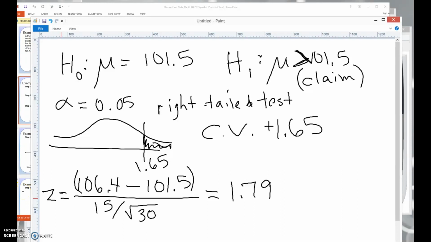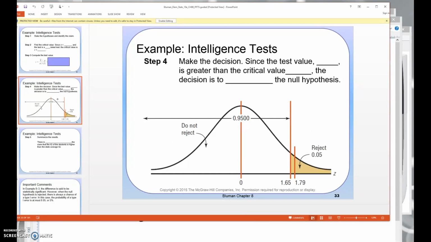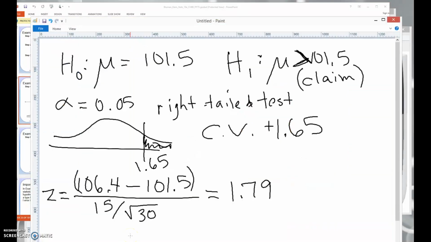Now that we have our critical value and our Z value, step number 4 now says make that decision. You'll notice that our test value fell within our critical region here. Because that is the case, we are going to reject the null hypothesis. It fell in that critical region, we reject the null hypothesis. So to fill in that blank, it's reject. Okay?